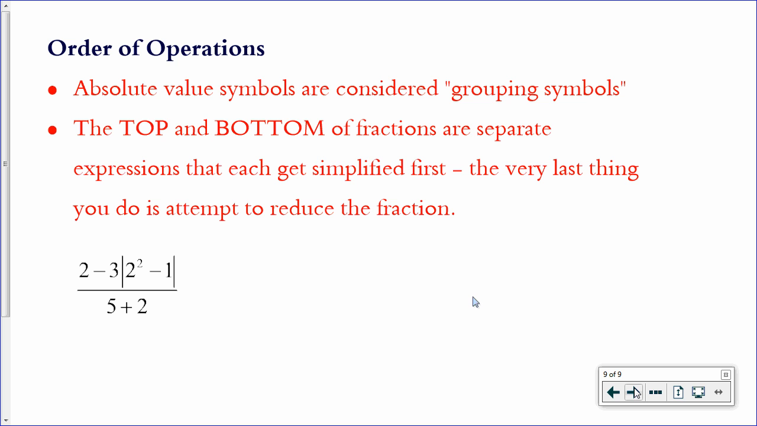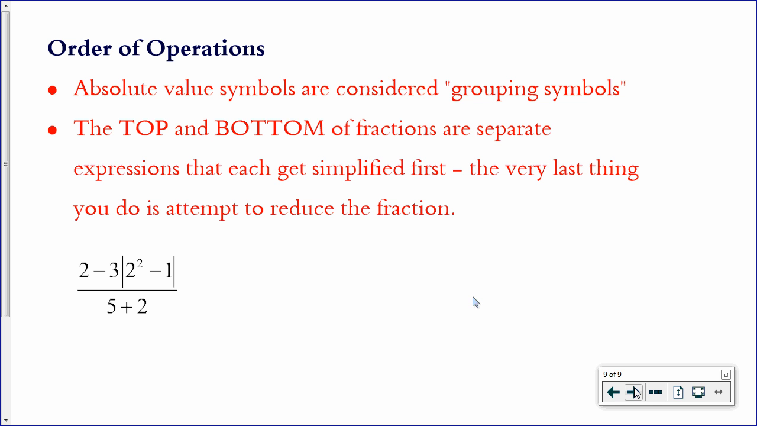And then two last notes. Absolute value symbols are considered grouping symbols, like I mentioned earlier. And then the top and bottom of fractions, you have to think about them separately as totally separate expressions. You simplify each of them first. The very last thing you're going to do is attempt to reduce the fraction if you ever have a lot of stuff going on inside of a fraction, okay? So you want to do the top and bottom separately from each other.